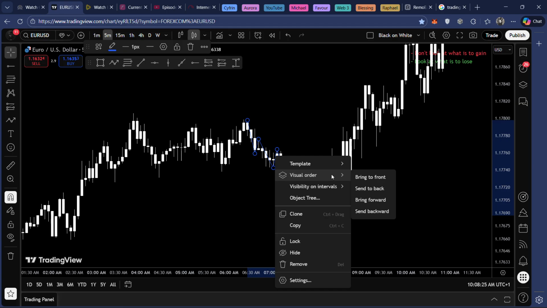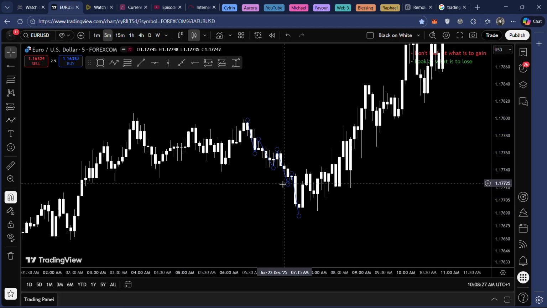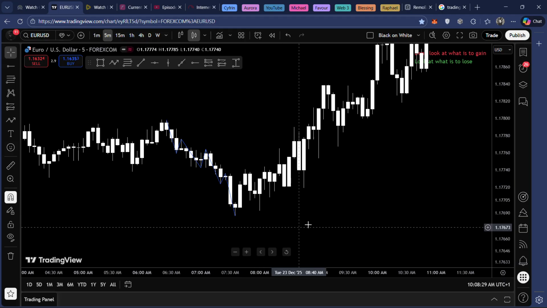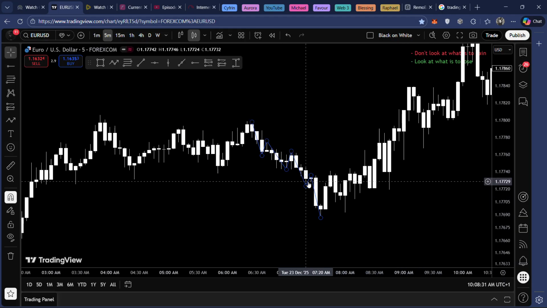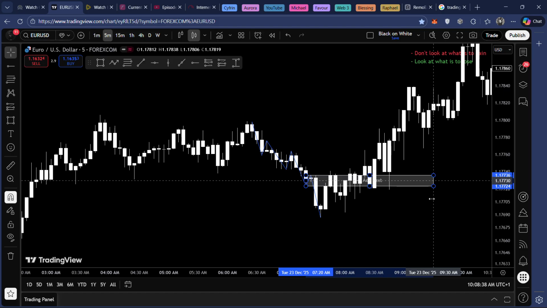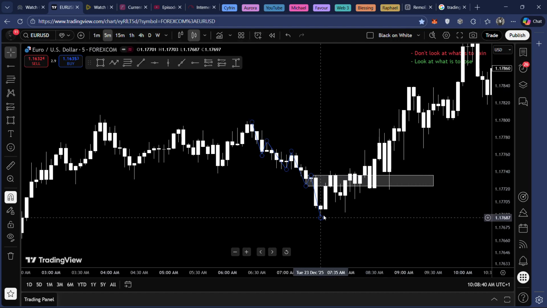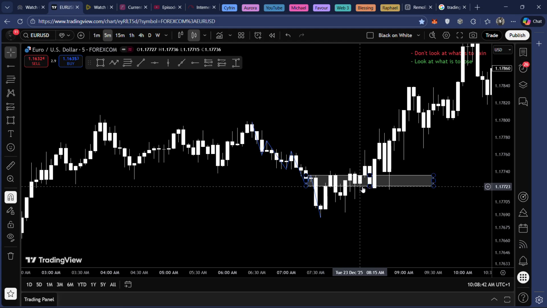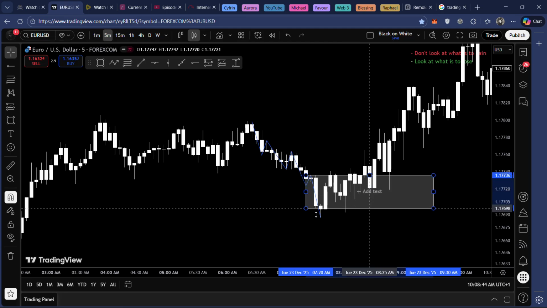Maybe I'll order up into front. Better like this. Now draw it like this. So here there's an order block here. So you see it was invalidated with a straight move. Yes, so we put it as our breaker.